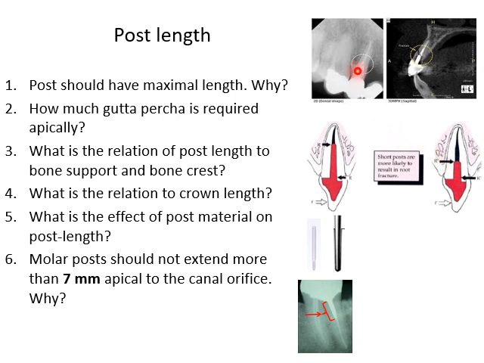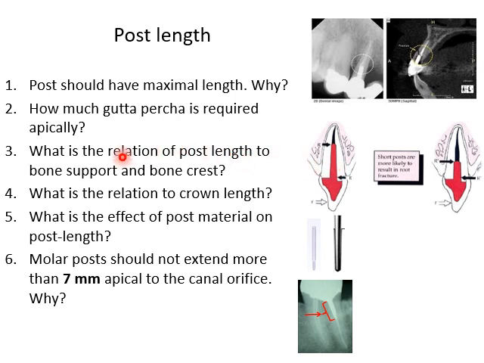This is the case of post with short length, which ended with a fracture of the root. ثانيا, how much gutta-percha is required apically? It's preferably to be 5 millimeter of good seal without any disturbance or displacement during the canal preparation to receive the post-crown.